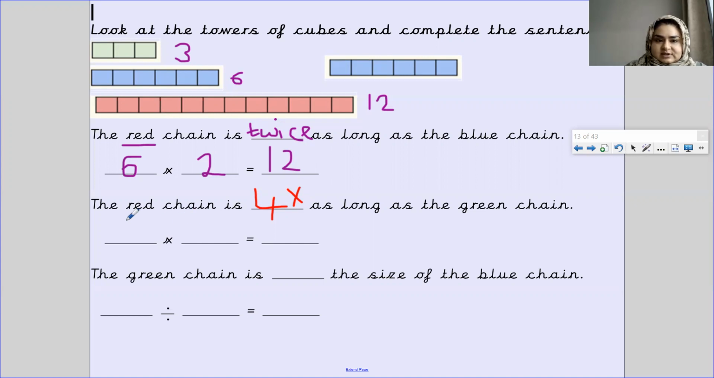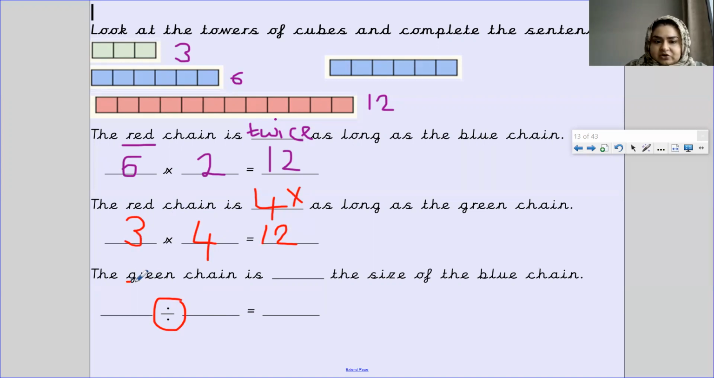So your number sentence will be 3, because it has 3 cubes, times 4 lots of them, gives you the answer, which is 12. Now you would have noticed in the last one, it wasn't a times, it was a divide. Okay, so we'll be doing work. You should have worked this out using a different way.